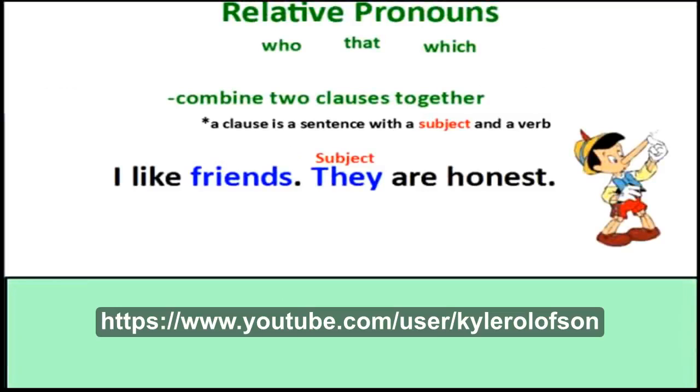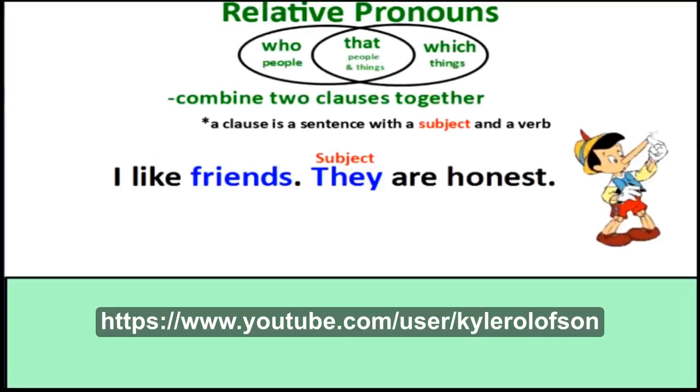Now, our grammar today is about relative pronouns. We have three main relative pronouns that we're going to look at today, which are who, that, and which. We use these relative pronouns to combine two clauses together. What's a clause? Well, a clause is a sentence with a subject and a verb. So basically, it's a sentence, right? It's a sentence.